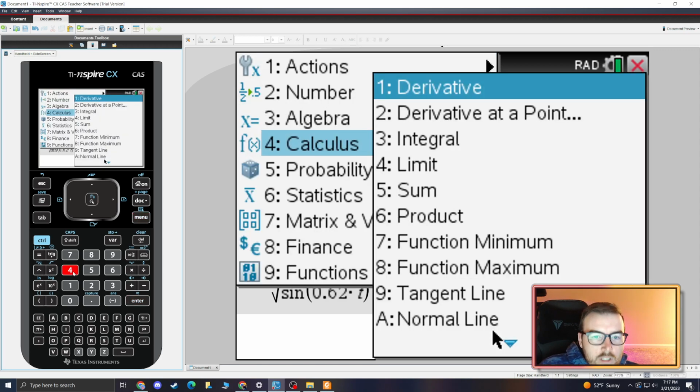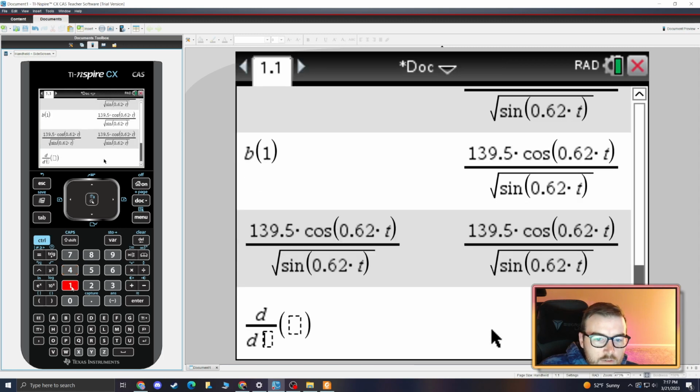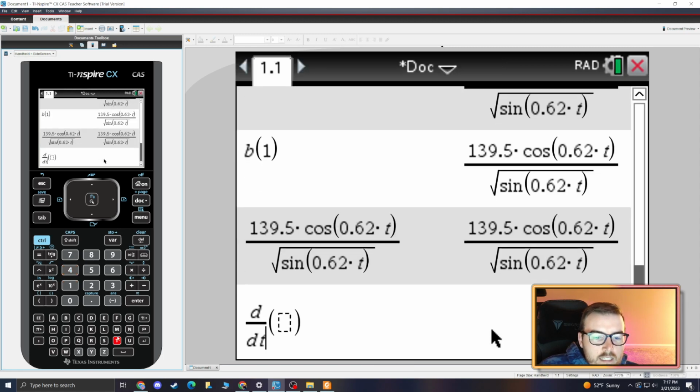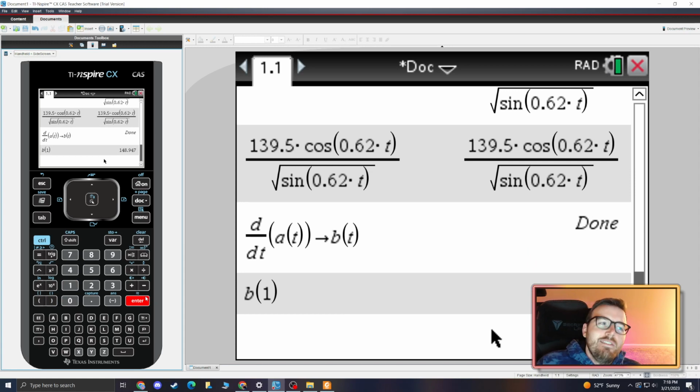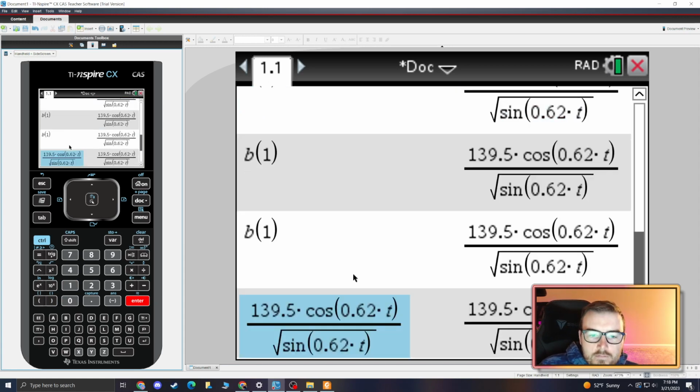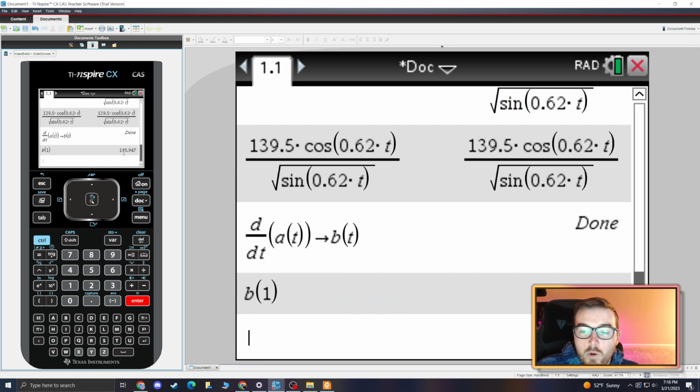So calculus, take the derivative with respect to T of A of T, and I'm going to store it as B of T. Sorry, a live mistake. So then if I do B, now that I did T, if I do B of 1, it should give me the right answer. Okay, there we go. B of 1. Sorry about that. There's the 148.947.